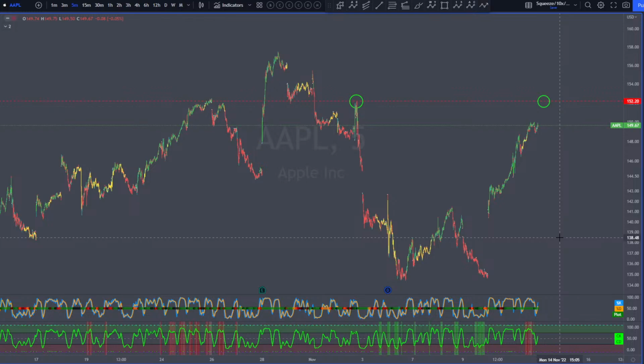When we see that pullback, we'll have to wait and see how it forms to make a determination on whether or not we're going to see continuation to the upside, or if this was a correction that is now finished and we're going to continue moving down.